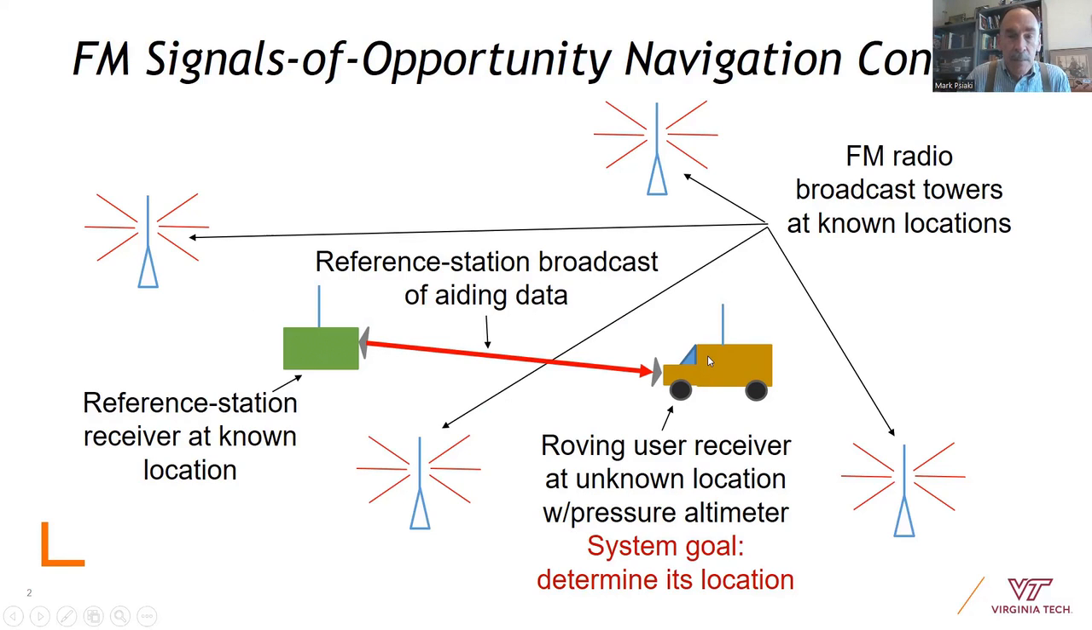the roving receiver, and you form single differences at the roving receiver and also have a pressure altimeter, can you then navigate with the roving receiver based purely on these FM signals and aiding signal from the reference station at a known location and the altimeter?